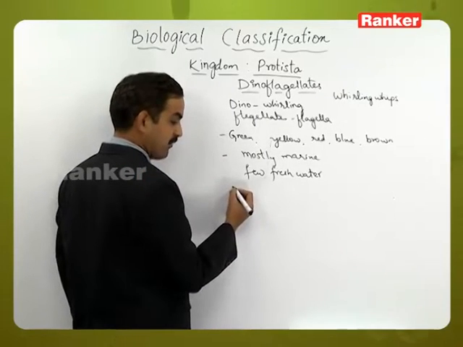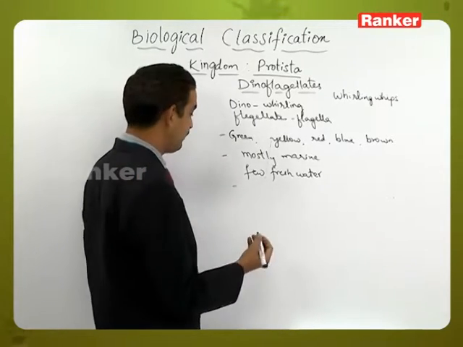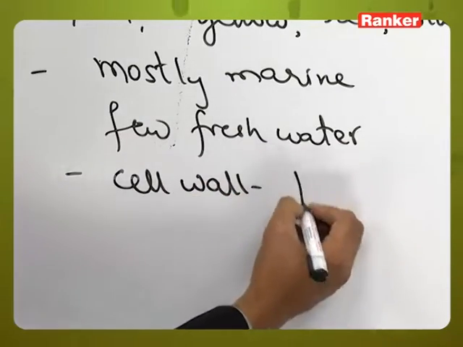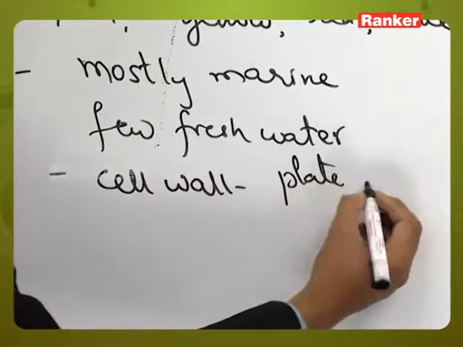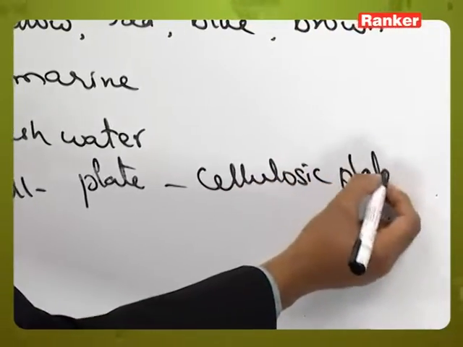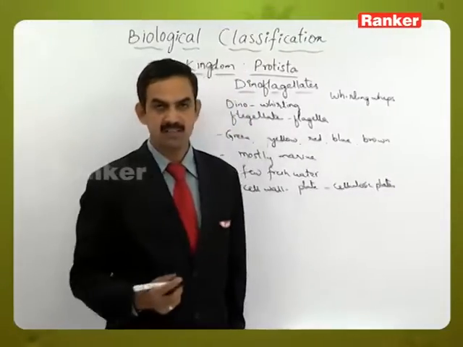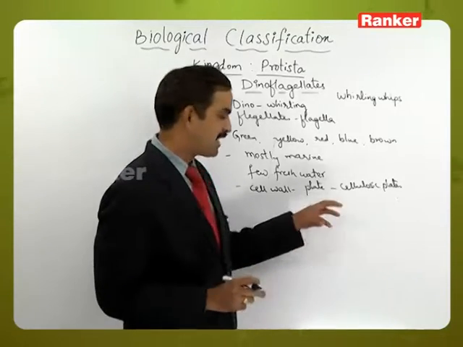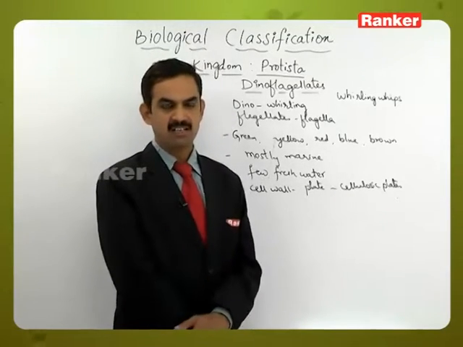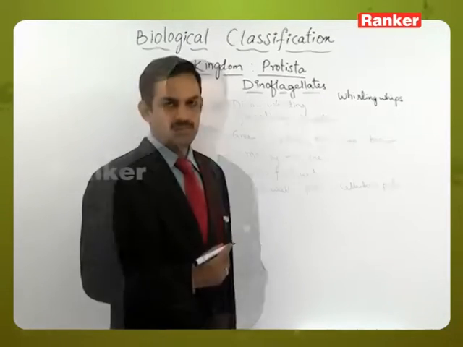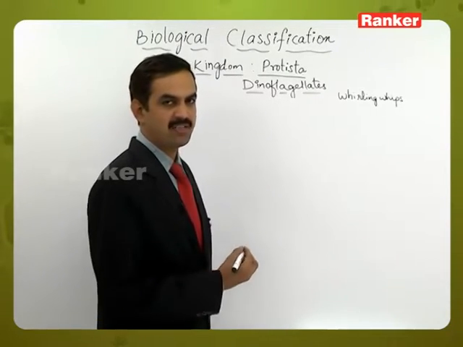Then these dinoflagellates have a cell wall which has a plate-like organization, or we can say that cellulosic plates are present covering the dinoflagellates. These cellulosic plates are arranged in such a manner that they acquire some specific shape. So first, the structure of dinoflagellates.